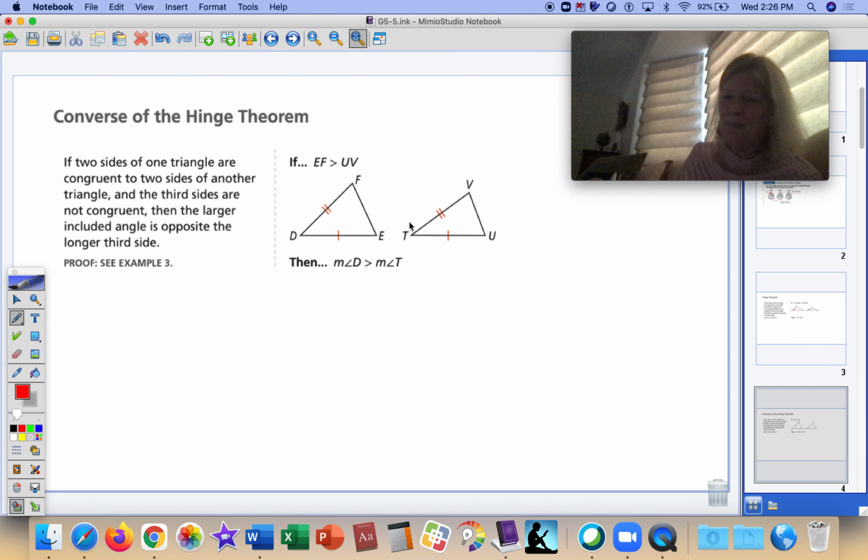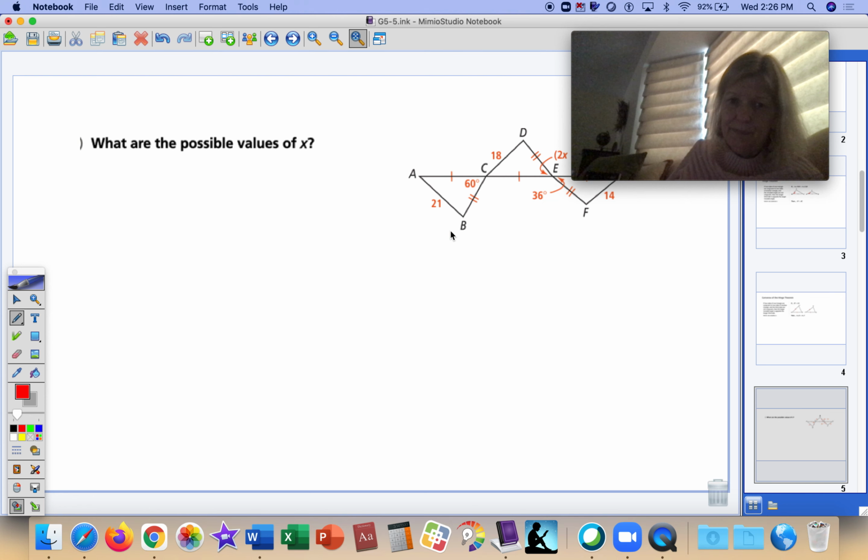So it's a really simple theorem, all right? So if you have two congruent sides, then you look at the included angle, and if one is larger than the other, that means the side opposite is larger, and then the converse is if the side is larger than the other side, then that opposite angle would be greater than the other angle.